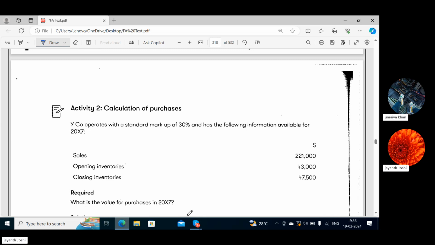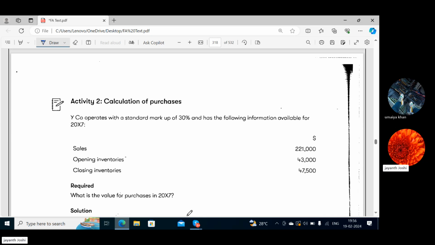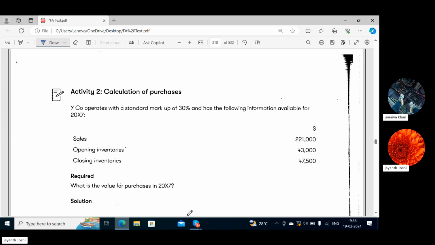Now the next activity is with regard to calculation of purchases. Y company operates with a standard markup. So here they are talking about markup. As we have seen, when we use the word margin, sales is taken as 100%. Here cost of sales will be taken as 100%, so definitely sales will be 130%. Sales figure, that is 130%, is 221,000. Opening inventory is given, closing inventory is given. What's the value of purchases?